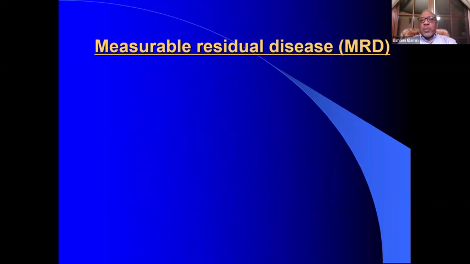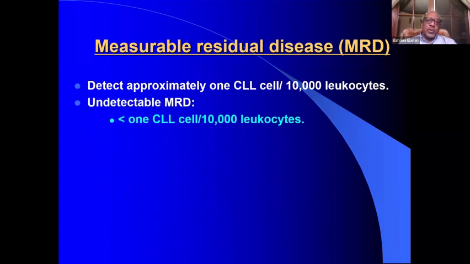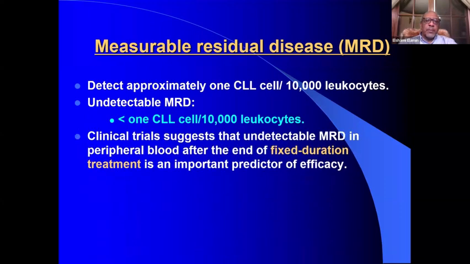Measurable residual disease, MRD, has now become of interest for patients with CLL. We don't cure CLL, but we can reach what we call measurable residual disease. By definition, it's detection of approximately 1 cell of CLL per 10,000 leukocytes. That is the definition of MRD. Undetectable MRD means less than 1 cell per 100,000 leukocytes.